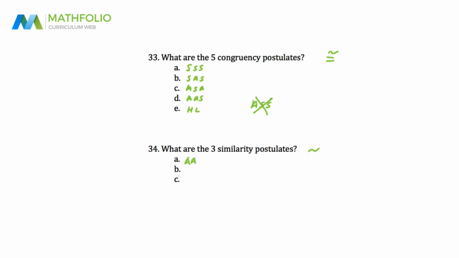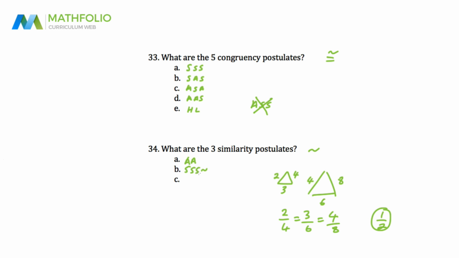The second one is side, side, side for similarity, meaning that if we've got two triangles, but the sides are in the same proportion, like 2 to 4 matches 3 to 6, matches 4 to 8, we can see that these sides are in proportion. 2 to 4 does equal 3 to 6, does equal 4 to 8, because they all simplify to become 1/2.